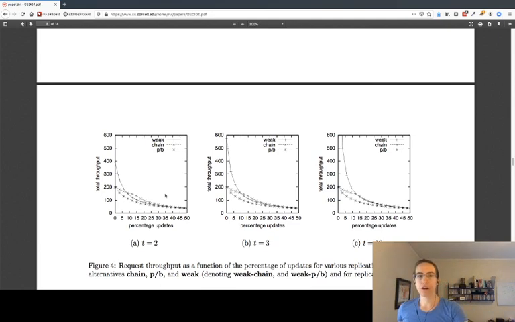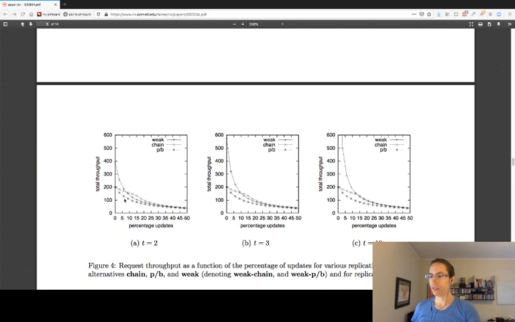So this is a figure showing request throughput. There's three different figures here. If we look at the one on the left, this number T here is the number of replicas that there are. So in this case, there are just 2 replicas for figure 4A here. There are several different lines in this figure. Let's talk about what they are.